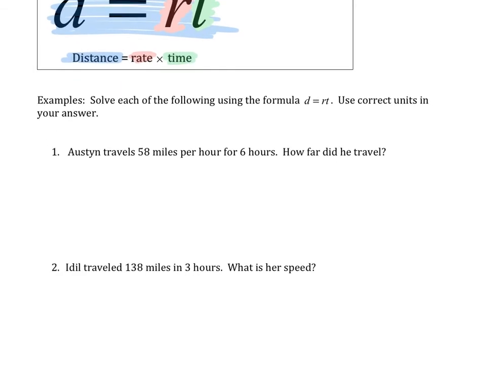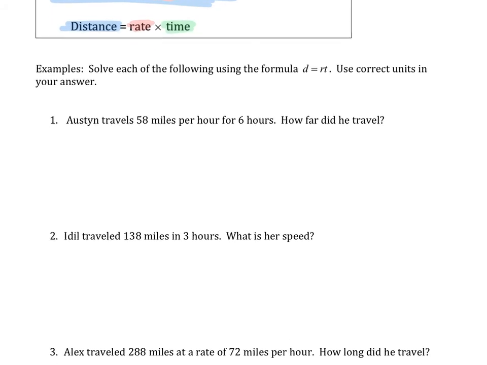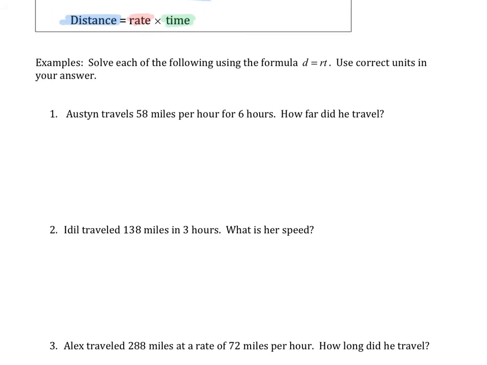In number one, it says Austin travels 58 miles per hour for 6 hours. How far did he travel? So again, distance equals rate times time. We're going to use this equation in order to solve this, okay? But we have to figure out what is what. 58 miles per hour represents the rate because it is how much per hour he is going. It is how fast he is going. So this we know right off the bat is the rate. This is our R, okay?